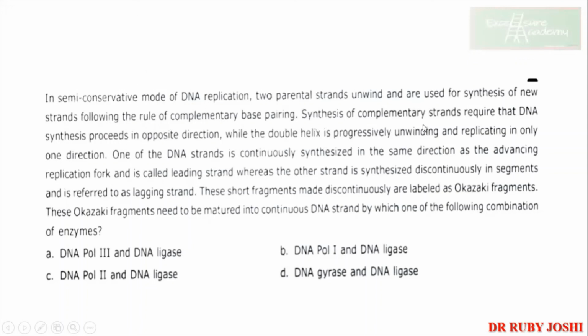So that is semi-conservative. Synthesis of complementary strands requires that DNA synthesis proceeds in opposite directions, while the double helix is progressively unwinding and replicating in only one direction. One of the DNA strands is continuously synthesized in the same direction as the advancing replication fork, which is known as the leading strand, whereas the other one is synthesized discontinuously in segments and is known as the lagging strand. So far we have been saying what we already know. These short fragments are known as Okazaki fragments. This also we know. These Okazaki fragments need to be matured into a continuous DNA strand by which one of the following combinations of enzymes?